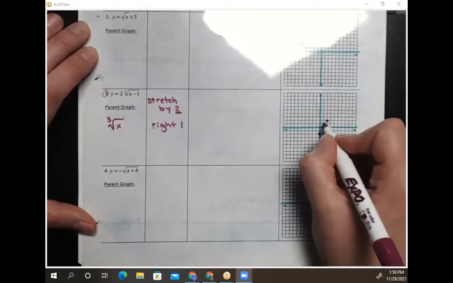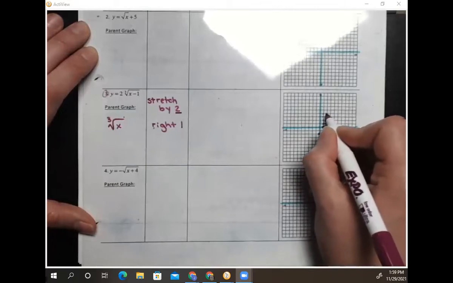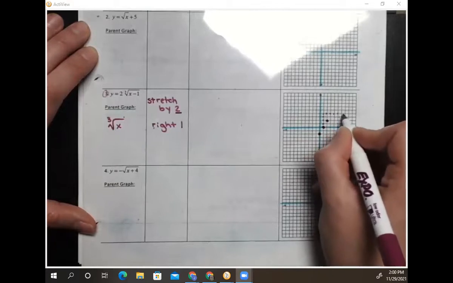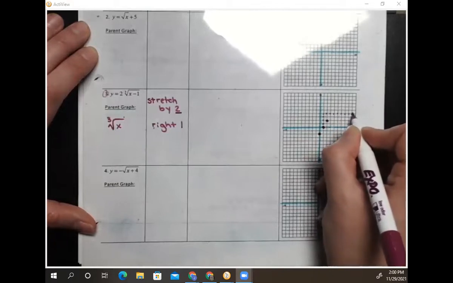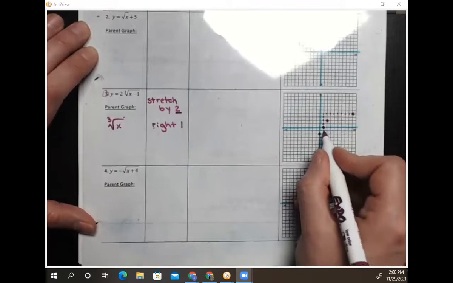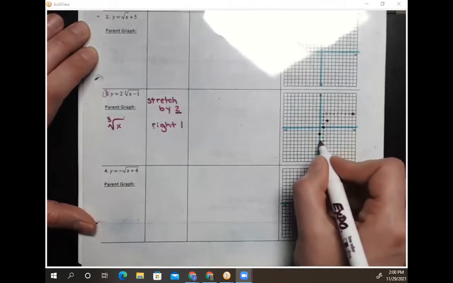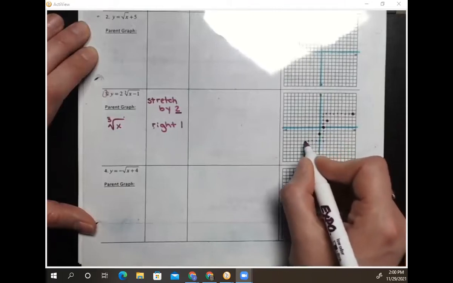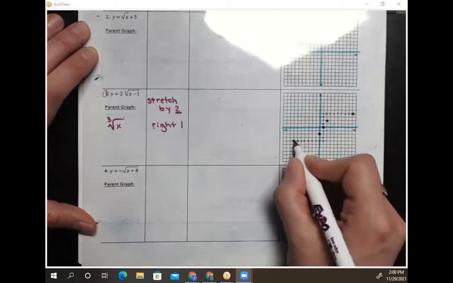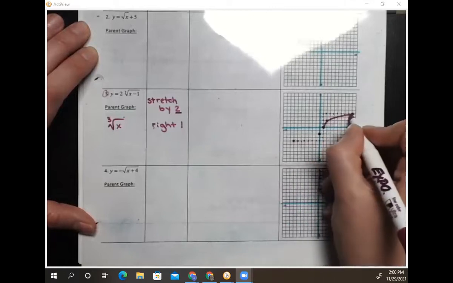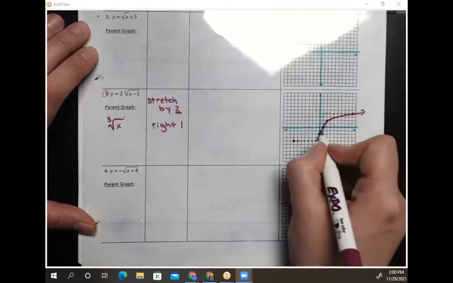So from the key point, 1, 2, 3, 4. 1, 2, 3, 4, 5, 6, 7, 8. And then again from the key point, 1, 2, 3, 4. 1, 2, 3, 4, 5, 6, 7, 8. There's my graph.